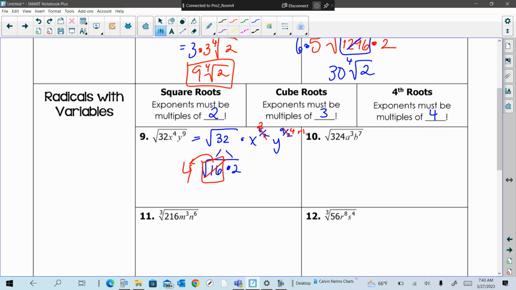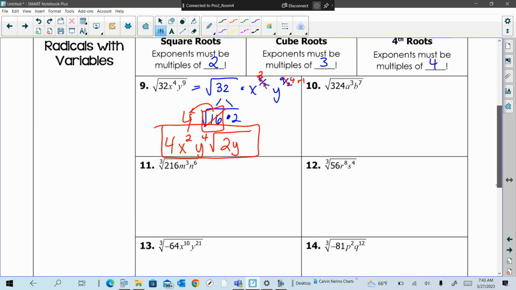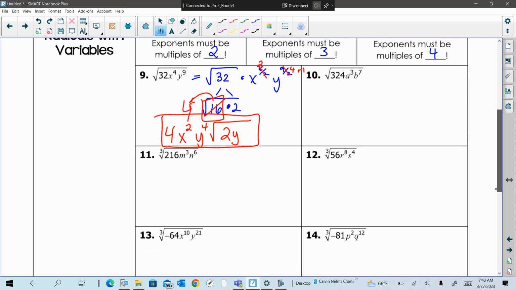So the 4 is outside the radical. The x squared is outside the radical. The y to the 4th power is outside the radical. Remaining inside is the 2 and the y that had a remainder of 1. So I just keep it as just y. And this is the final answer. So I tend to factor just the numbers and then divide the exponents. Remainders stay in, whole numbers come out.